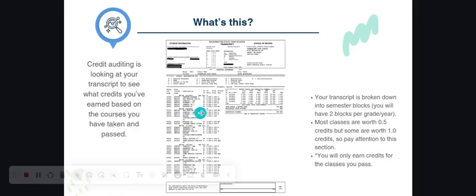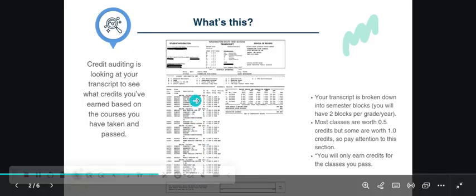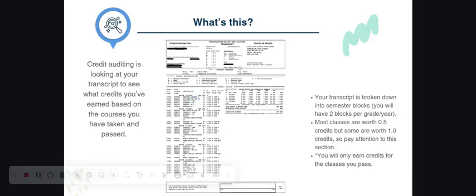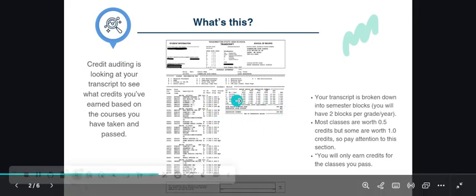Most courses are worth 0.5 or half a credit, but some are worth 1.0 credits. So make sure you're paying attention to this section right here. And again, you will only earn credit for the classes that you earned a passing grade in. I also want to point out this area right here, which has some additional graduation requirements listed, but we'll talk about those more in a minute.